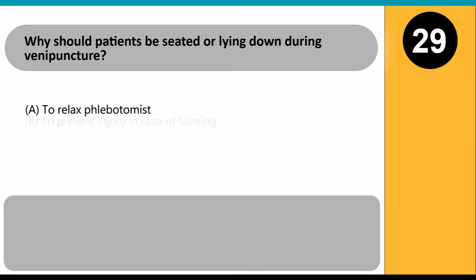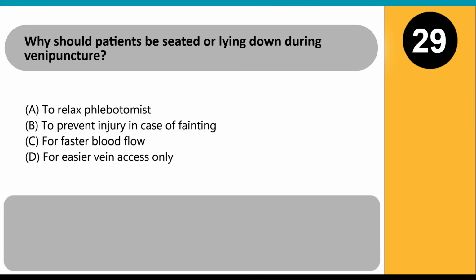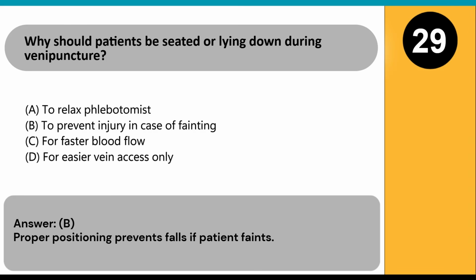Why should patients be seated or lying down during venipuncture? A. To relax phlebotomist. B. To prevent injury in case of fainting. C. For faster blood flow. D. For easier vein access only. Answer B. Proper positioning prevents falls if patient faints.